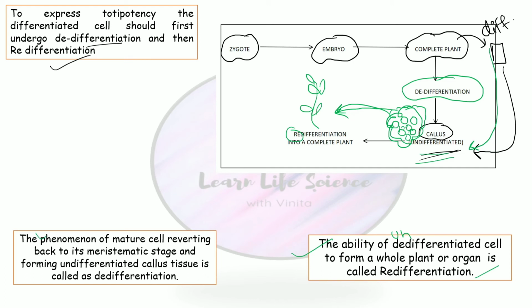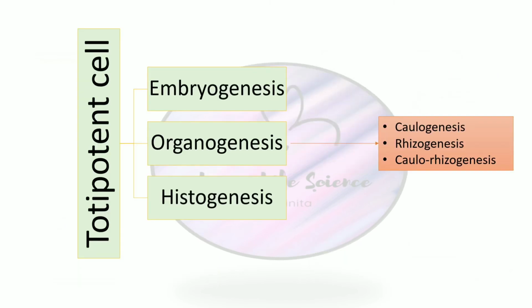Okay, so de-differentiation is the phenomenon of a mature cell reverting back to its meristematic stage and forming undifferentiated callus tissue, and the ability of an undifferentiated or de-differentiated cell to form a whole plant or organ is called re-differentiation. I hope you guys are clear with the concept. It is very simple, and I'm mentioning again that in further sessions I will also discuss callus. So now if you have a totipotent cell, meaning you have induced the cell by the de-differentiation process, you now have a clump of cells in its undifferentiated stage.